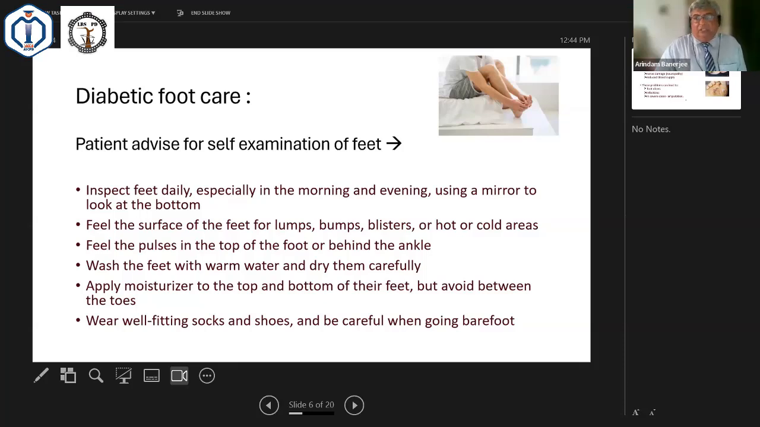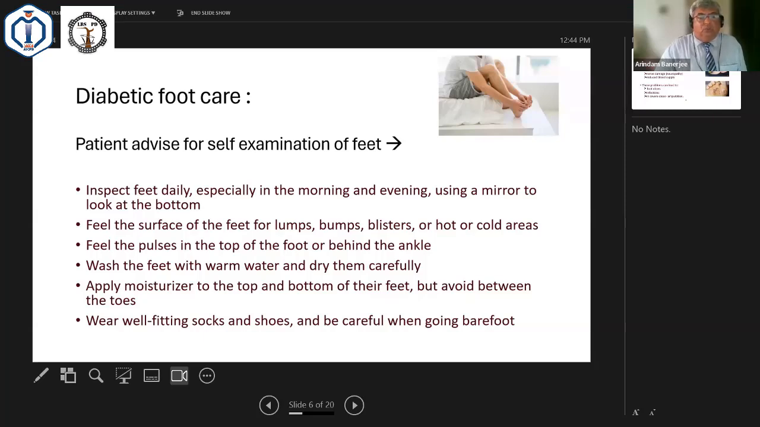And then after they've done all the self-examination, they should wash their feet properly with warm water, dry them very carefully, not leave them wet. And then occasionally apply a moisturizer. This should not be a very strong moisturizer, but it should keep the feet moist. But again, you should avoid keeping the feet wet. So you have to make sure they're not dry, but they should not be too moist either, because if they're too moist, it can lead to further problems.